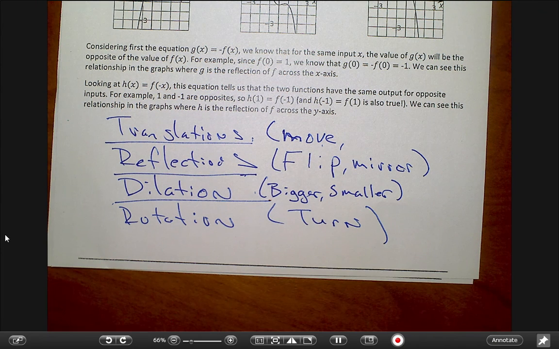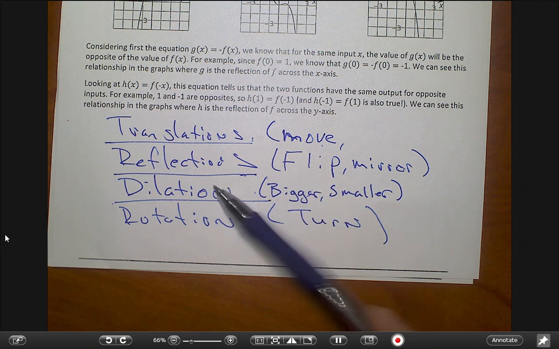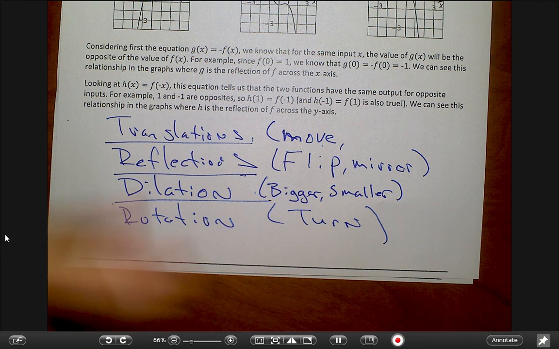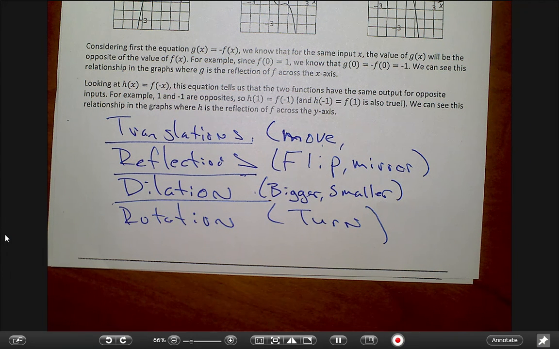I wanted you to have a basic definition, because I know you did all this back in geometry. When you see it on your homework and it has a dilation, you just have to look to see if it's getting bigger or smaller. Okay, all right, there it is.